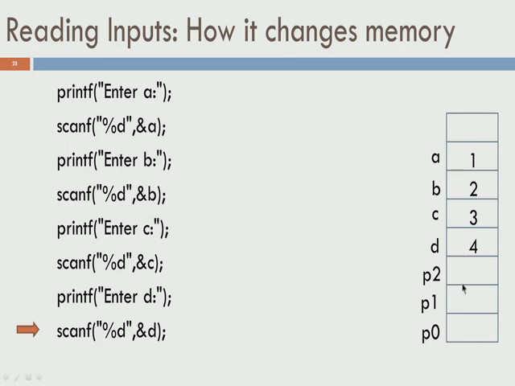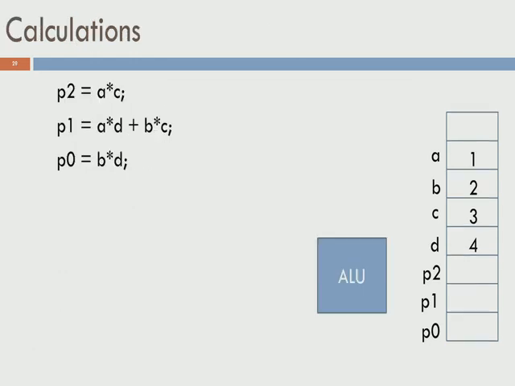P2, P1, P0 I am showing blank. It does not mean that it does not have any value, it only means that we do not know the value yet, it has to be calculated yet. So at this point A, B, C, D are all ready and available in the program. So let us move to the next set of statements. The next set of statements are for calculation of P2, P1 and P0.